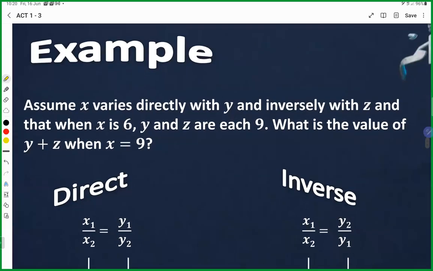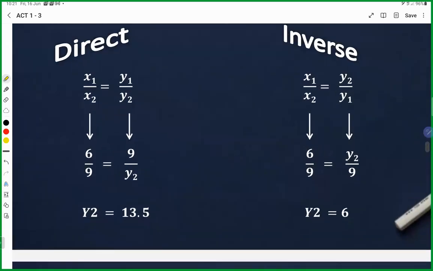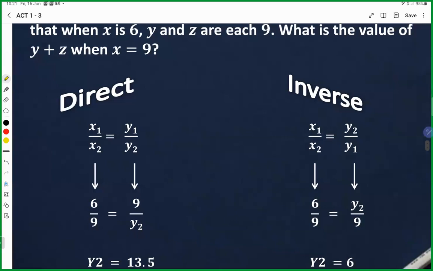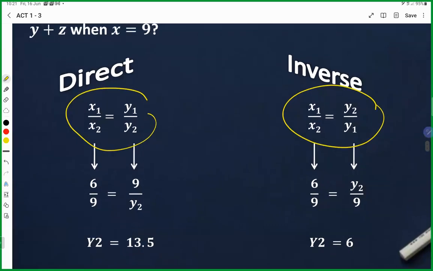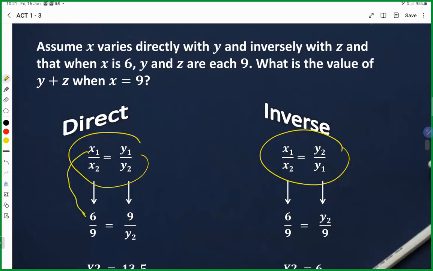Assume x varies directly with y and inversely with z, and that when x is 6, y and z are each 9. What is the value of y plus z when x is equal to 9? Just remember something, the rule is straightforward here. This is the direct, this is the inverse. For the direct, when x is equal to 6, x here is going to be 6. x2 is 9 based on the information here. So x2 is 9.